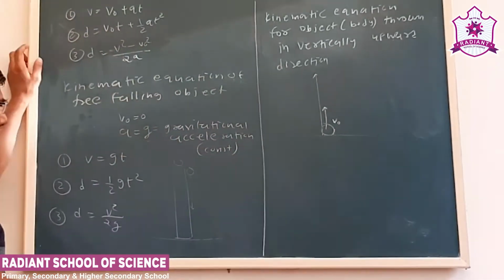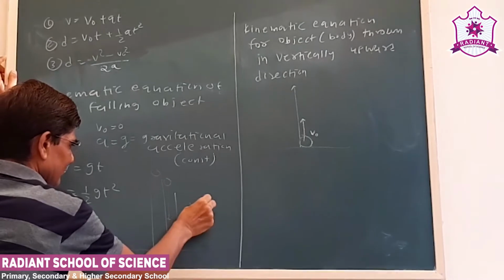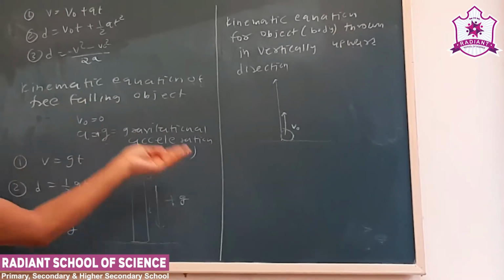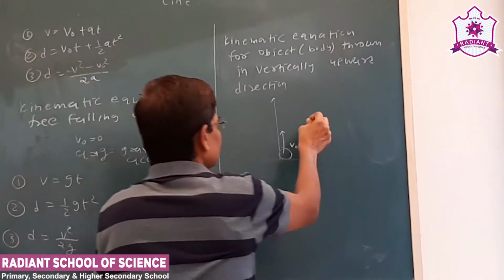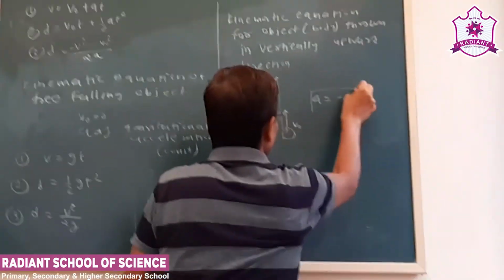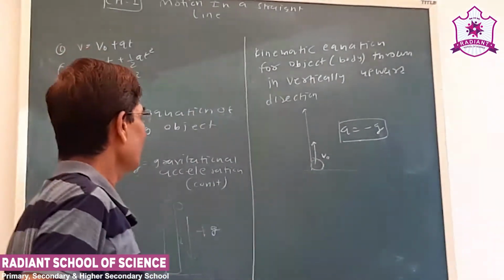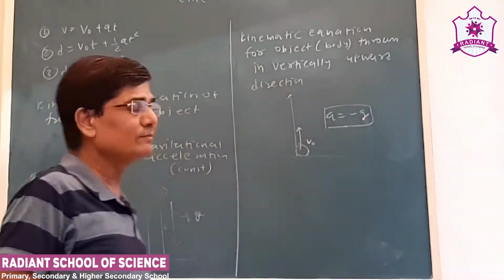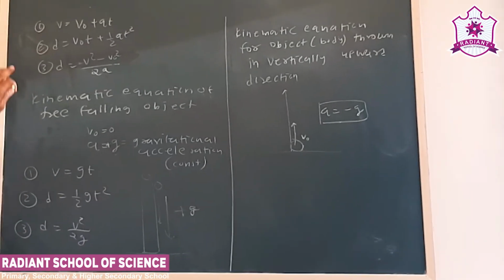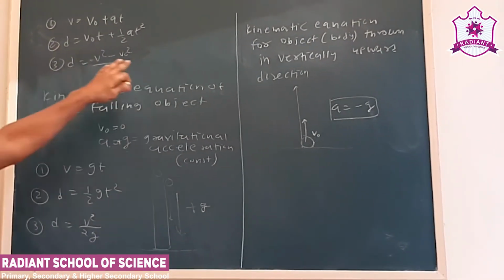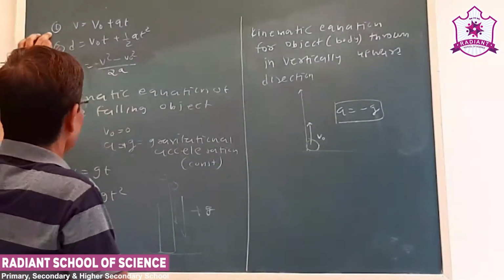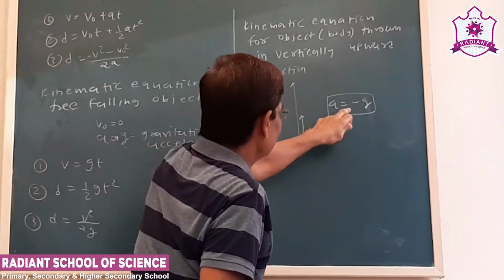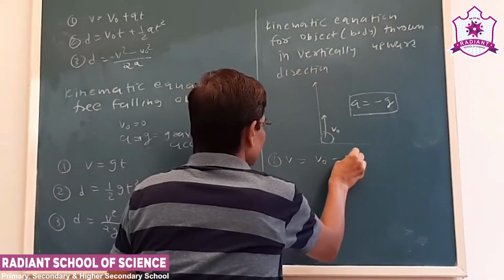During the downward motion, the acceleration we consider is plus g. But when we throw a body in a vertically upward direction, the acceleration a we have to take is minus g. For a body thrown vertically upward, the initial velocity will be v0 and the acceleration will be minus g. We have to see how these three equations are modified. Our first equation, v is equal to v0 plus at. Instead of a we substitute minus g, so our equation becomes v is equal to v0 minus gt.